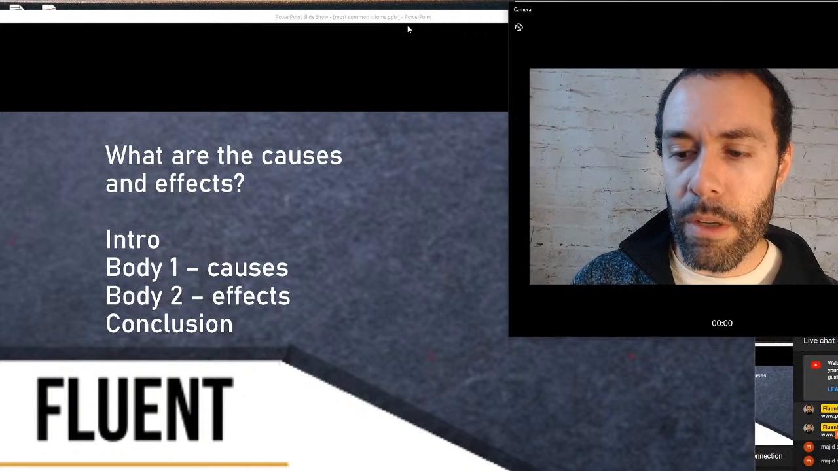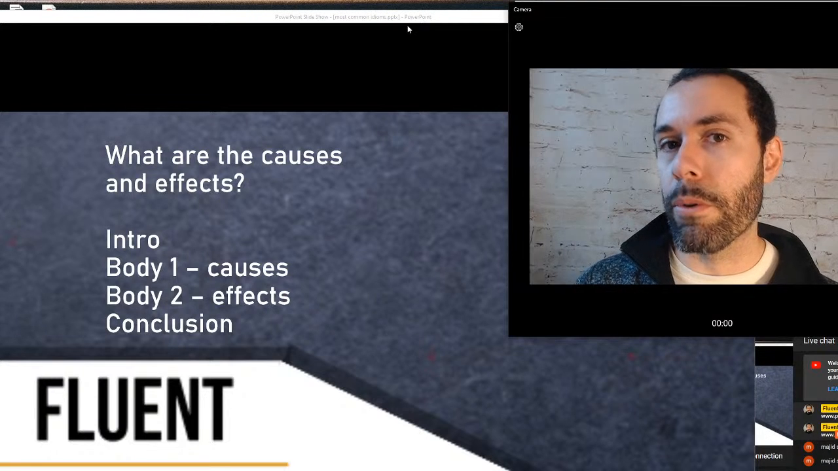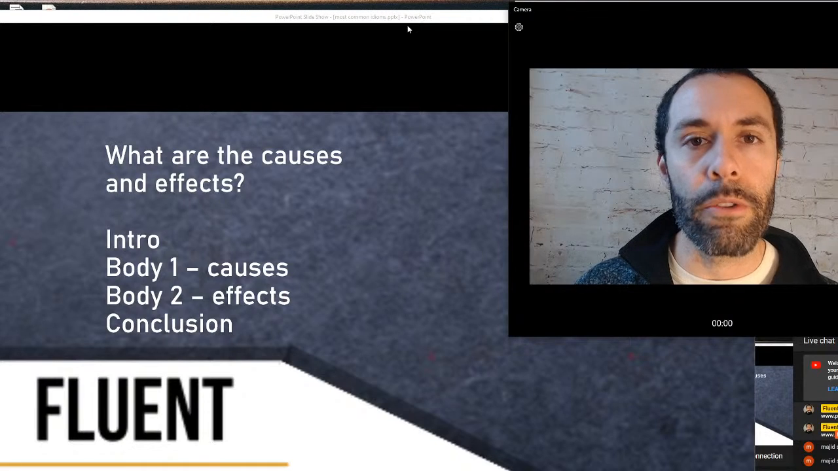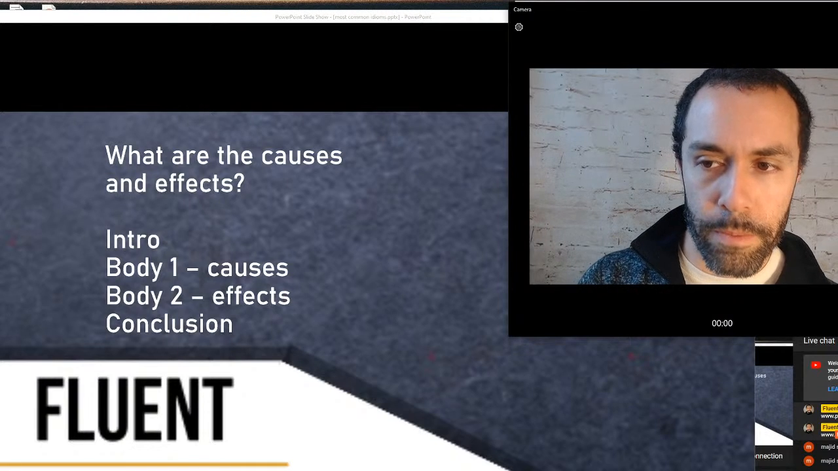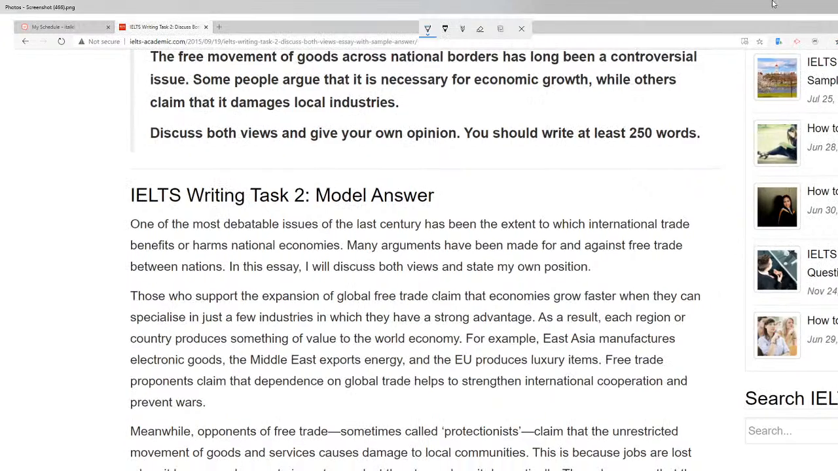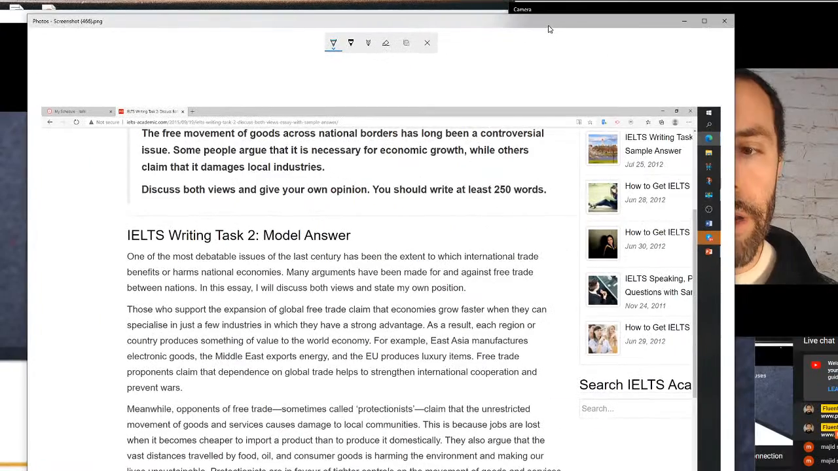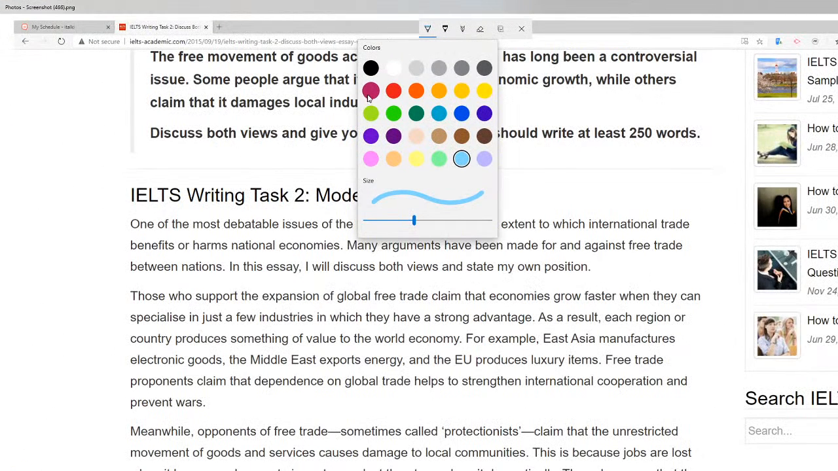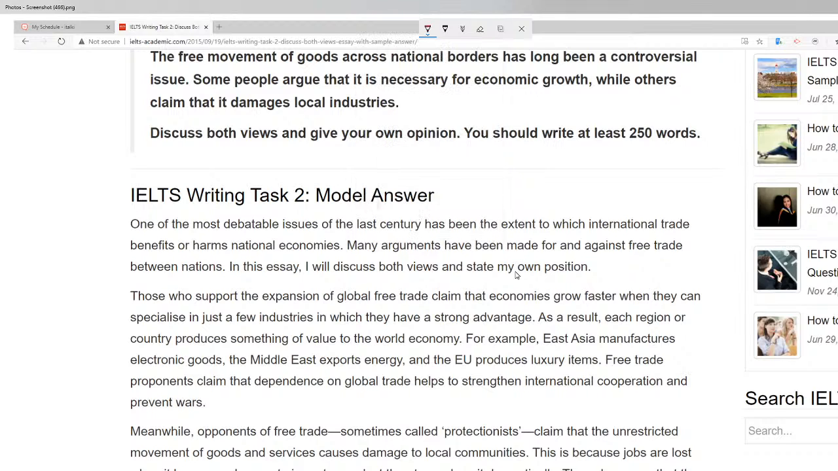All right, so like I said before, I want to take a look at an example discuss both views essay, because this is the one essay type where I see students making the most mistakes in terms of their structure. This one was taken from IELTS Academic. I have not looked at a lot of their essays before, so I can't necessarily vouch for them. From reading this beforehand, I think the grammar and the vocab they're using is fine, but the area that could be greatly improved is the argumentation. The argumentation, in my opinion, is not great.